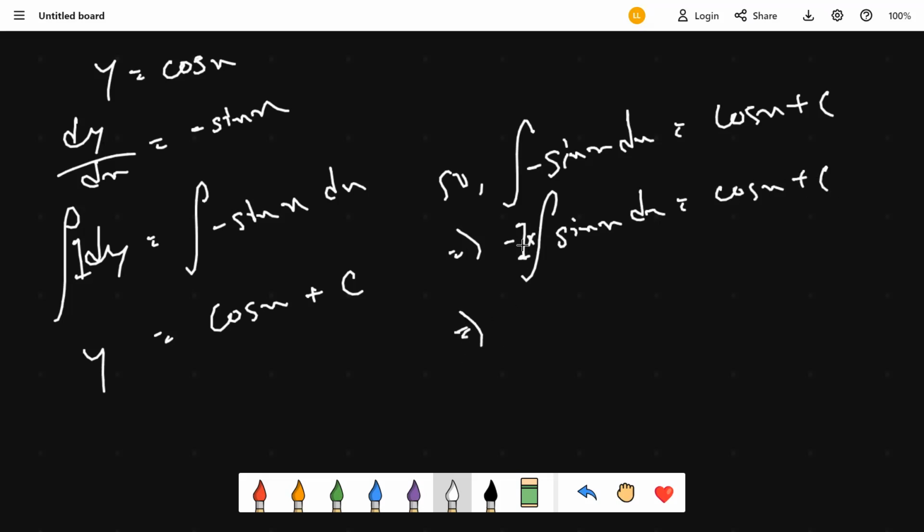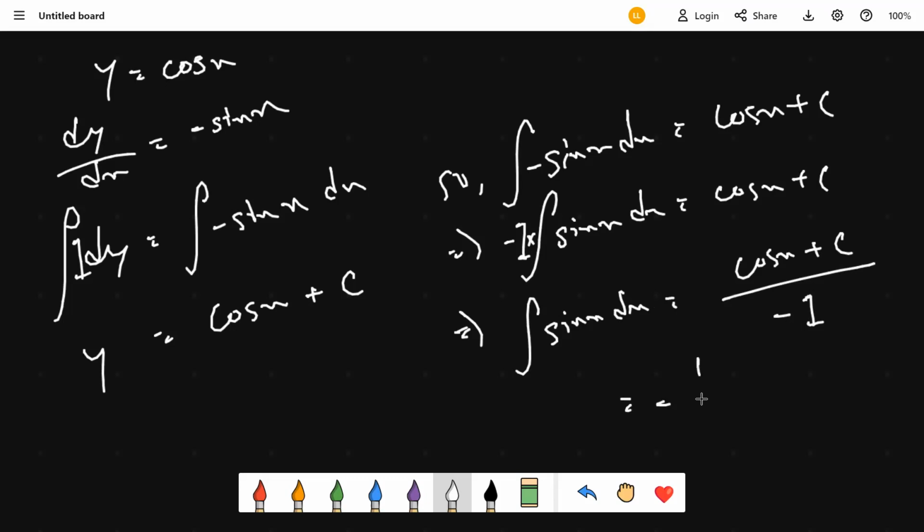Taking the integration of positive sine x and moving all other things to the right hand side gives us what? If we have negative 1 multiplied on the left hand side and we move it to the right hand side, it will be on the denominator. So dividing by negative 1 means a minus comes in front, and we have minus cos x plus c, isn't it?